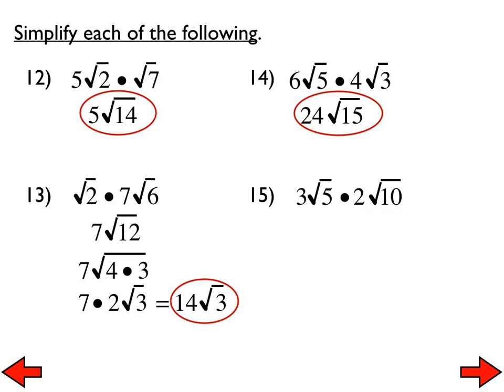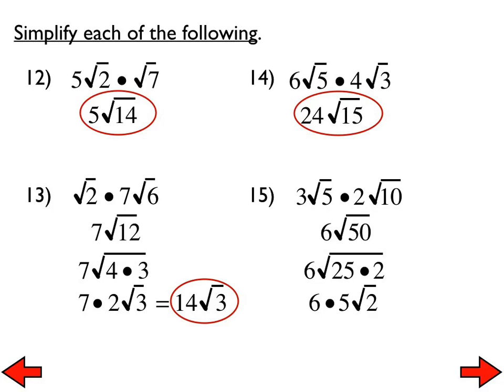Number 15, same idea. Multiply the two non-radicals and then the two radicals. Question to you, can I simplify the square root of 50, yes or no? What perfect square goes into 50? 25. So that breaks up into this. Square root of 25 is 5, and now I can multiply the two non-radicals, so that simplifies to 30 square roots of 2. Any questions?